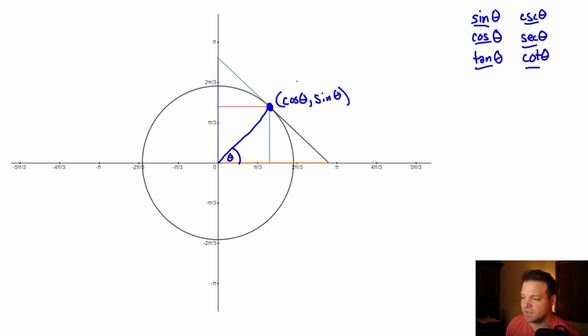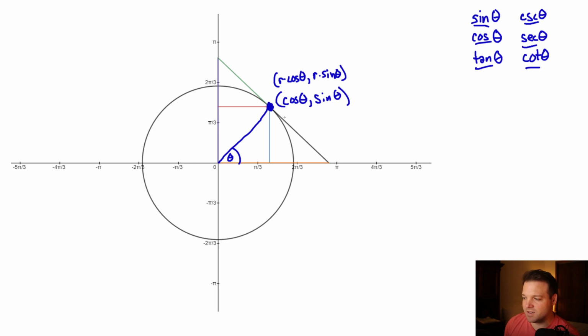Now, technically speaking, this isn't entirely true. If it's a unit circle, yeah, it's 1 times the cosine theta, but really you could use this for any circle you want as long as you know the radius. It's actually r times the cosine of theta and r times the sine of theta, r being the radius. So you can apply this to any circle and find these points.